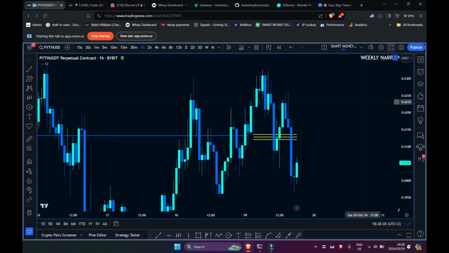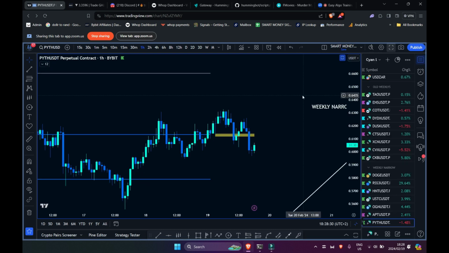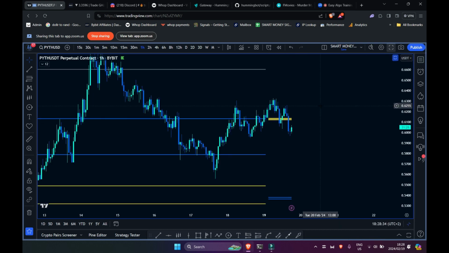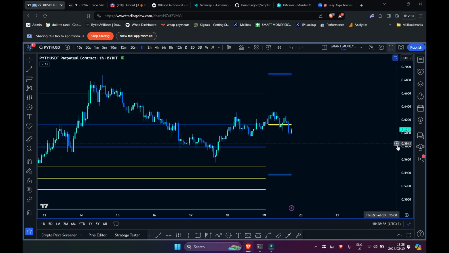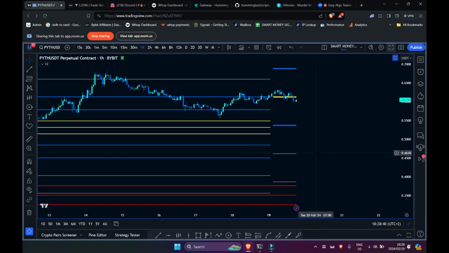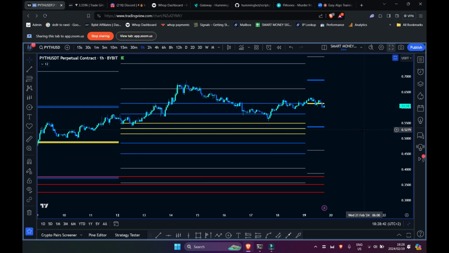And then we got Pith. Pith looked really good as well. When I looked at it this morning, it has now just broken through the grid. So let's see if it reclaims this grid. I really like the look of this, and I'll show you why. Look at the previous week's data. Can you see it's a very wide grid, and it just ranged.